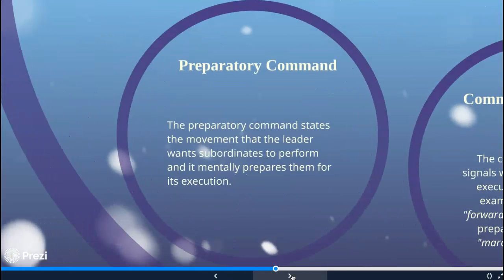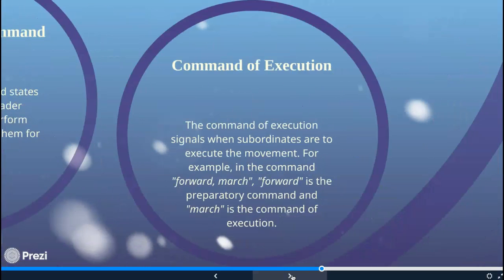So, here we go. The preparatory command states a movement that the leader wants the subordinates to perform, and it merely prepares them for its execution, such as parade. That would be the preparatory command for the drill movement, parade rest. So, the preparatory command is parade. And then the command of execution. The command of execution signals when the subordinates are to execute the movement. For example, in the command forward march, forward is a preparatory command, and march is a command of execution. Or in the example I gave you, parade is a preparatory command, and rest is a command of execution.